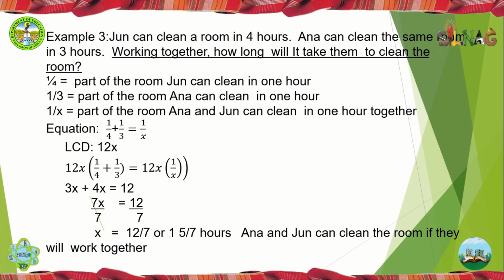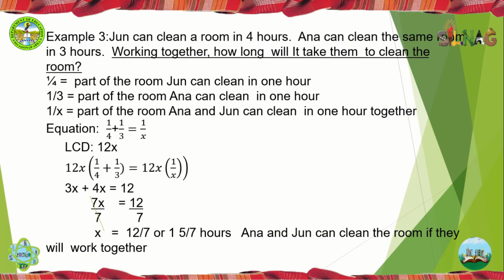Let us have our example number 3, which is a work problem. June can clean a room in 4 hours, while Anna can clean the same room in 3 hours. Working together, how long will it take them to clean the room? So first, let us represent the unknowns. If June can clean a room in 4 hours, what part of the room can June clean in 1 hour? So it is 1/4. If Anna can clean the same room in 3 hours, what part of the room can Anna clean in 1 hour?